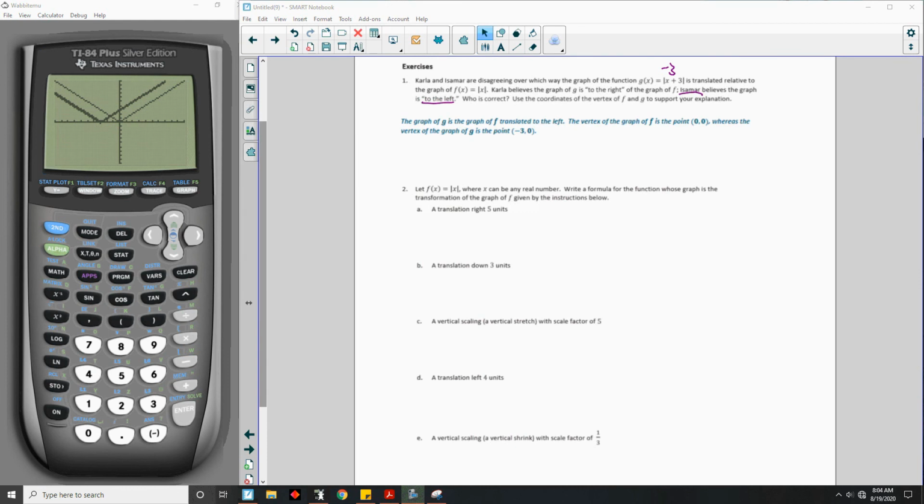So you say the graph of g is the graph of f translated to the left. The vertex of the graph of f is the point (0, 0), whereas the vertex of the graph of g is the point (-3, 0), as you can see on my calculator to the left.